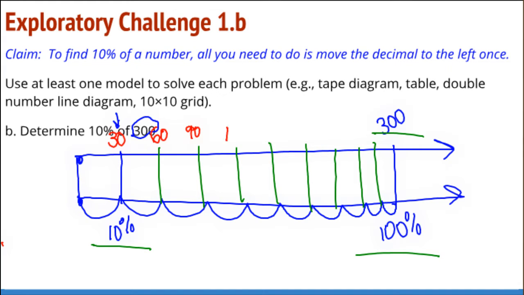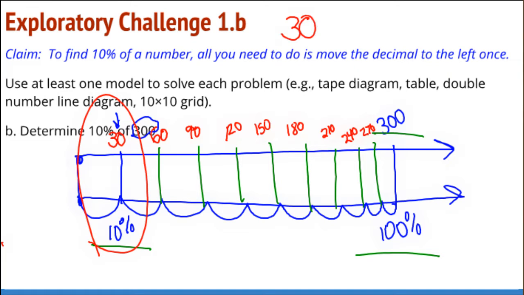60, 90, 120, 150, 180, 210, 240, 270, and then 300. And I found that 10% of 300 is 30. Okay, that's great. Now, the claim is that all I need to do is take the number 300, move the decimal one place to the left, and I have 10%. And it worked on this problem. I moved the decimal one place to the left, and I got 30. So here I have an example that I have set up with a model.